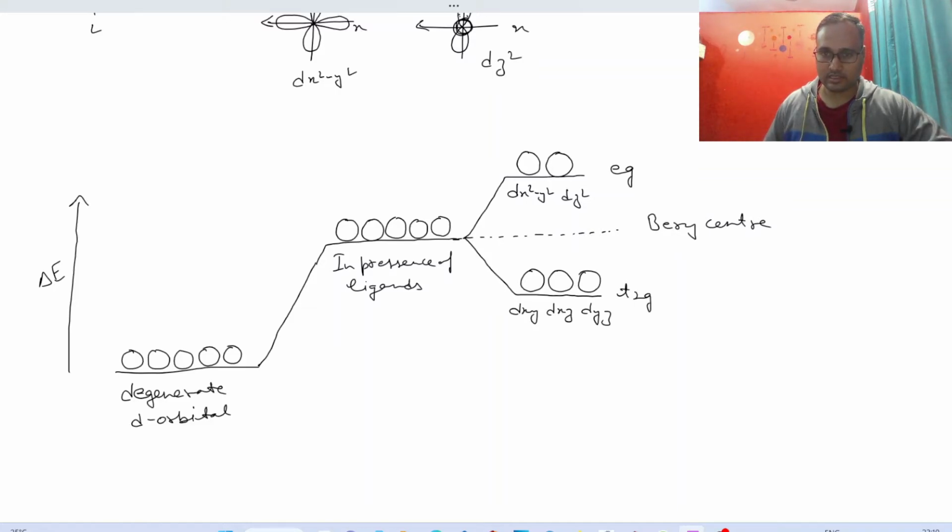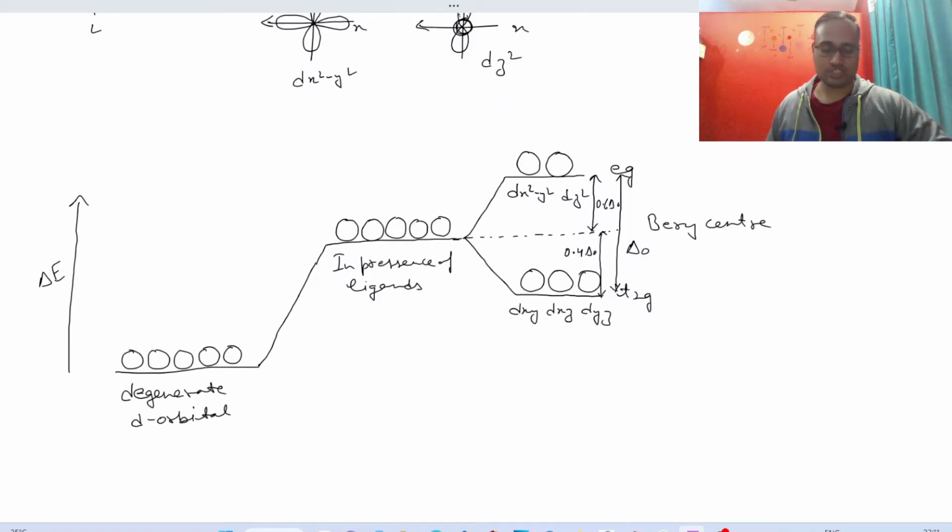Okay, and the energy gap between this eg and t2g orbitals we call Δ0, or the crystal field splitting energy. Out of which, the energy gap between this barycenter and the eg orbital could be represented as 0.6 Δ0, and the energy gap between this barycenter and t2g could be represented with 0.4 Δ0. Or we can also write it as 3 by 5 or 2 by 5.